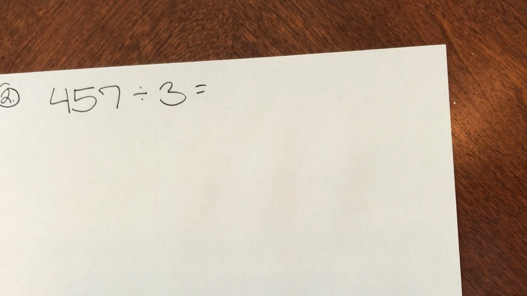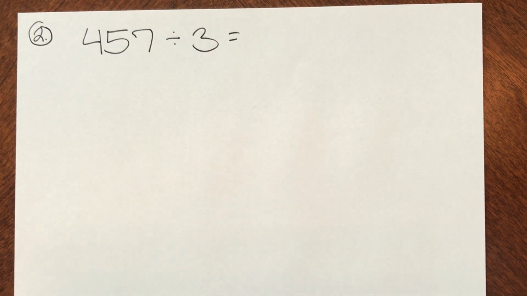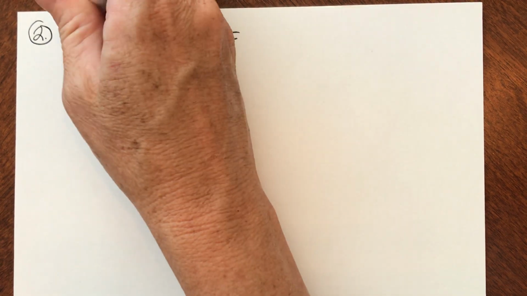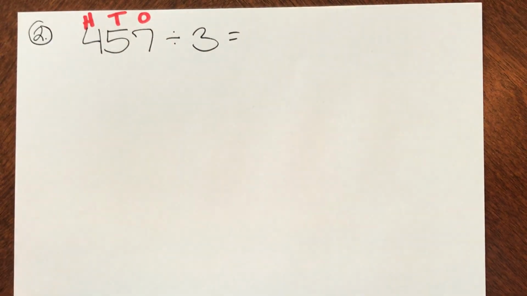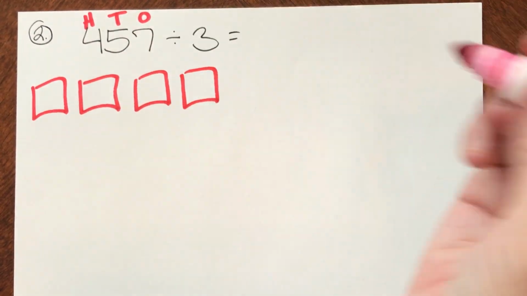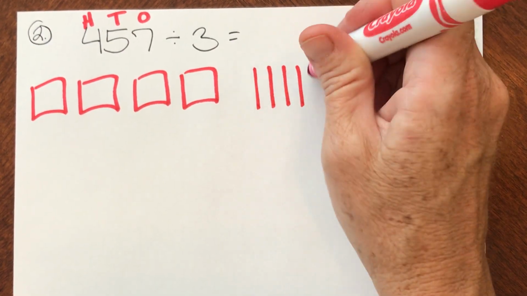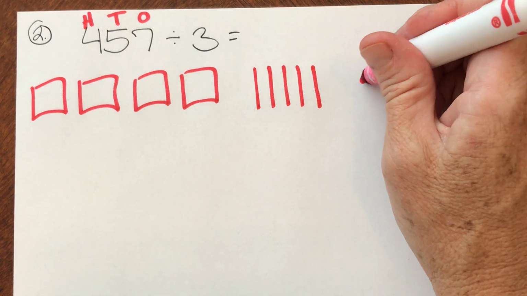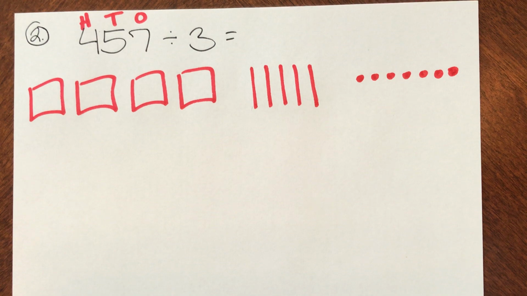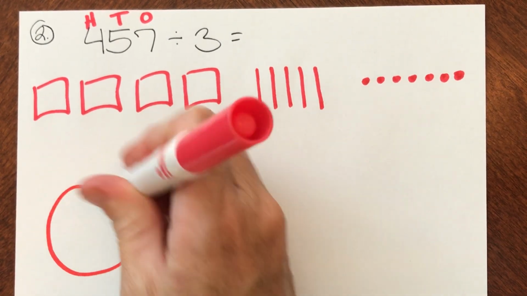Okay, let's see another one of these. My next one is 457 divided by 3. So step 1, I'm going to draw my dividend, my ones, tens, and hundreds. I have 4 hundreds, 5 tens, and 7 ones. Okay, and I want to divide all of this into 3 groups.